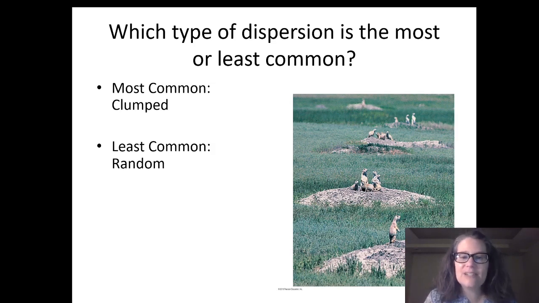The least common is random. It is less common that there aren't resources that drive dispersion or are necessary. So weeds and some things like that can be patternless, but for the most part, lots of things will need different resources and need to be close to them in order to live. So random is our least common.